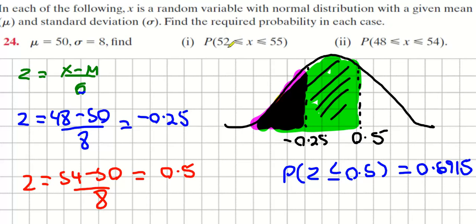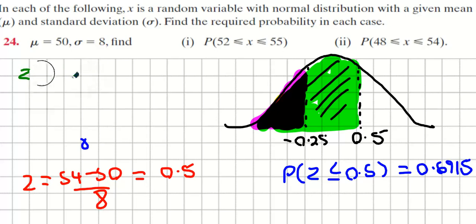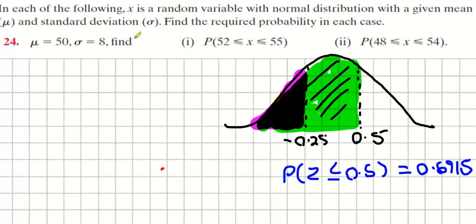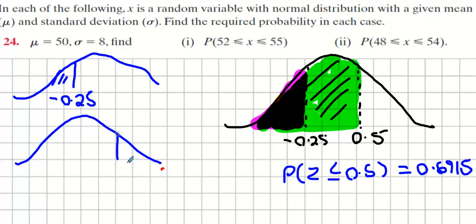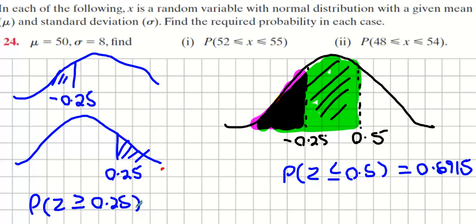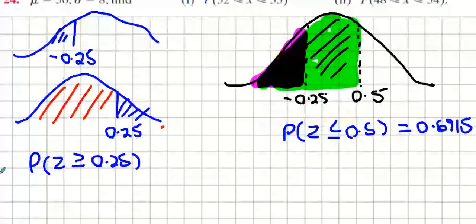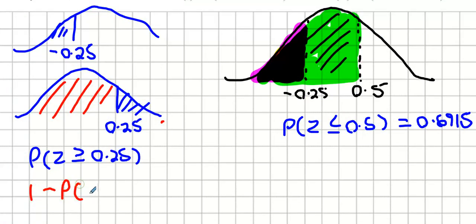So here's what I'm thinking. A z-score below minus 0.25 is the same thing as a z-score bigger than 0.25. So what I'm looking for is the probability of z being bigger than 0.25. Okay? So what I'm going to do is get this red region here and take it away from 1. So it's actually 1 take away the probability that z is smaller than 0.25.